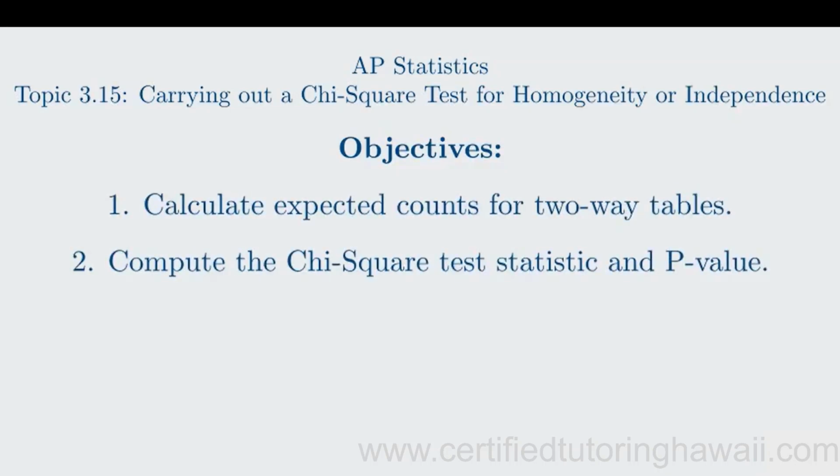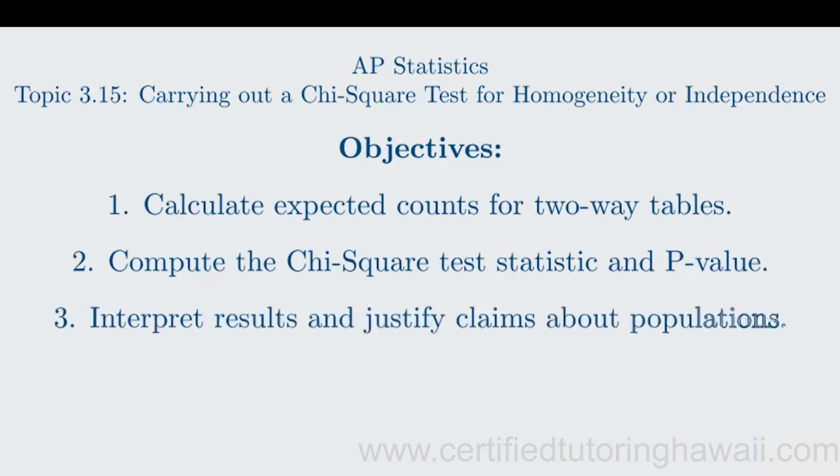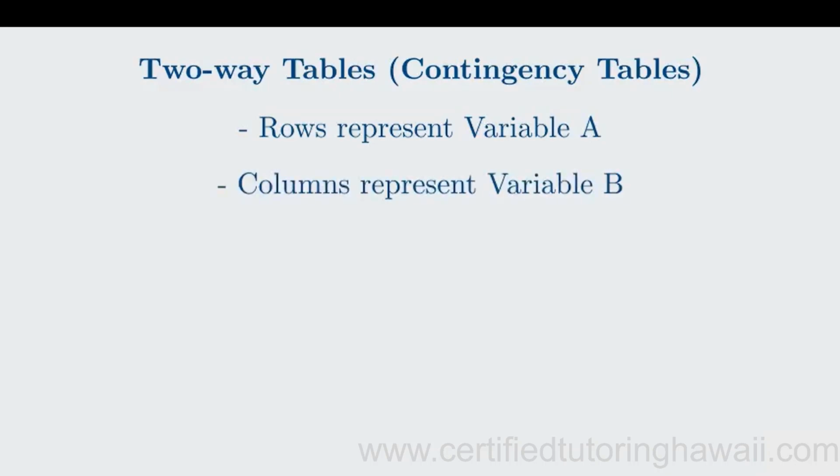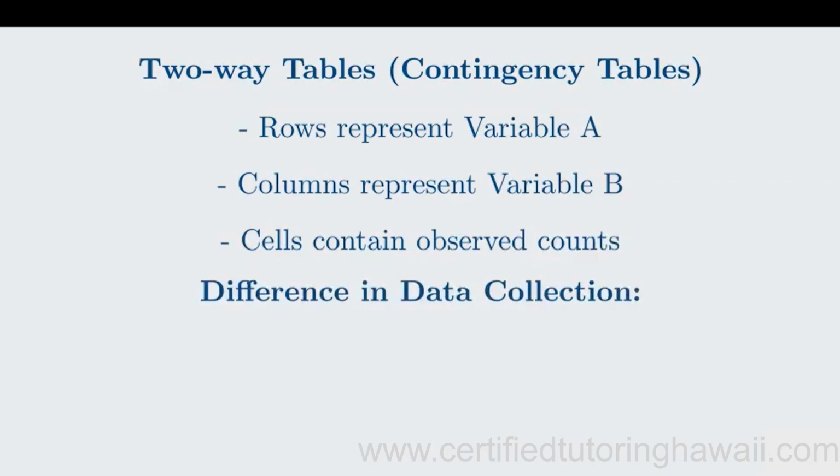We will go through the mechanics of the formulas and then walk through two full-length examples to see how this works in practice. Before we dive into the math, we need to understand the data structure we are working with. In these tests, we use two-way tables, also known as contingency tables. The layout is simple. Rows represent variable A, columns represent variable B, and the cells contain observed counts. Whether we are testing for homogeneity or independence, the table looks the same. The difference lies in how the data was collected.